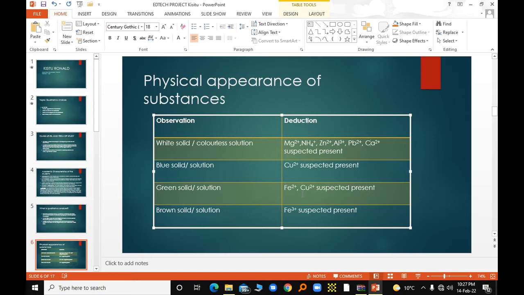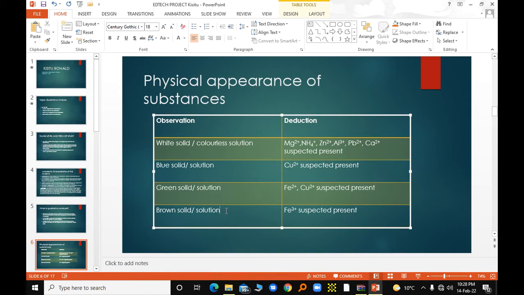Some substances of copper, like copper 2 carbonate, appear green when in powder form. And any solid containing iron 2 also appears green. So when you see green, don't just say iron 2. You have to suspect even copper 2, because when it is in solid form, it appears as a green substance. Let's move to the next one.